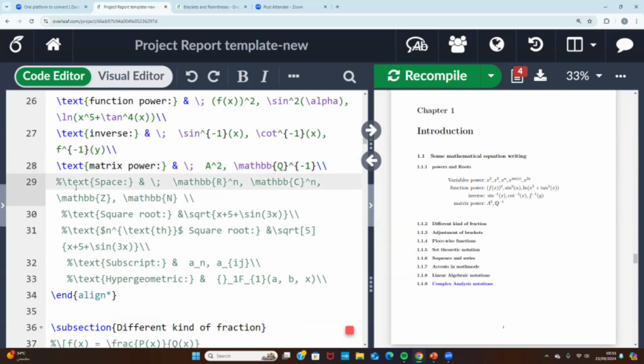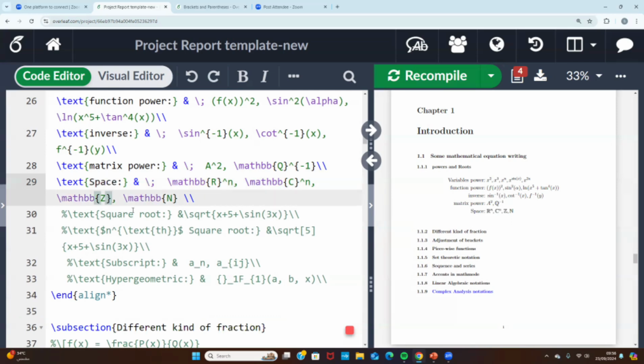Now, the power is also used to represent a vector space or linear space. A best example is R^n. So math BB R to the power n, math BB C to the power n. If it is required for Z^2 or N^3, like that. So these are the cross products of the spaces, and you can express them this way.